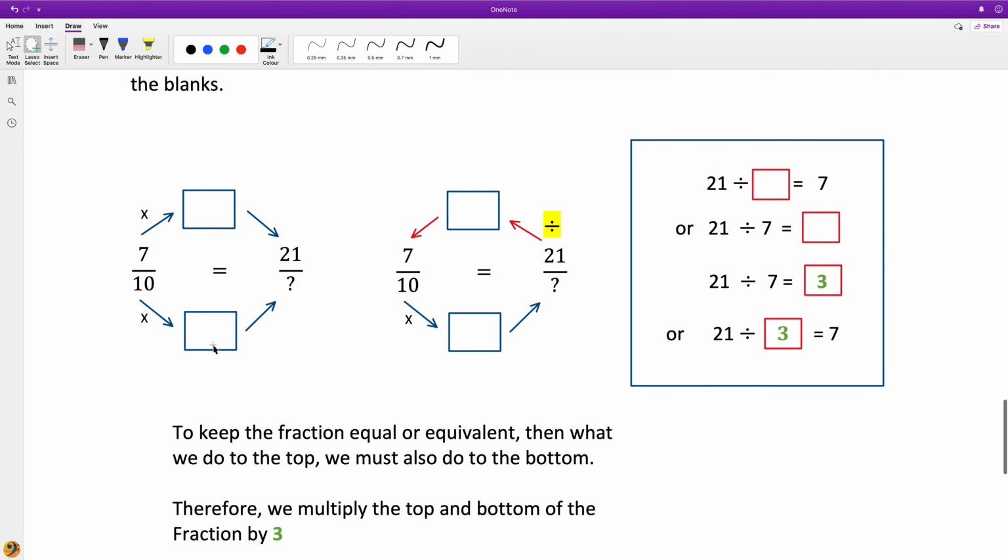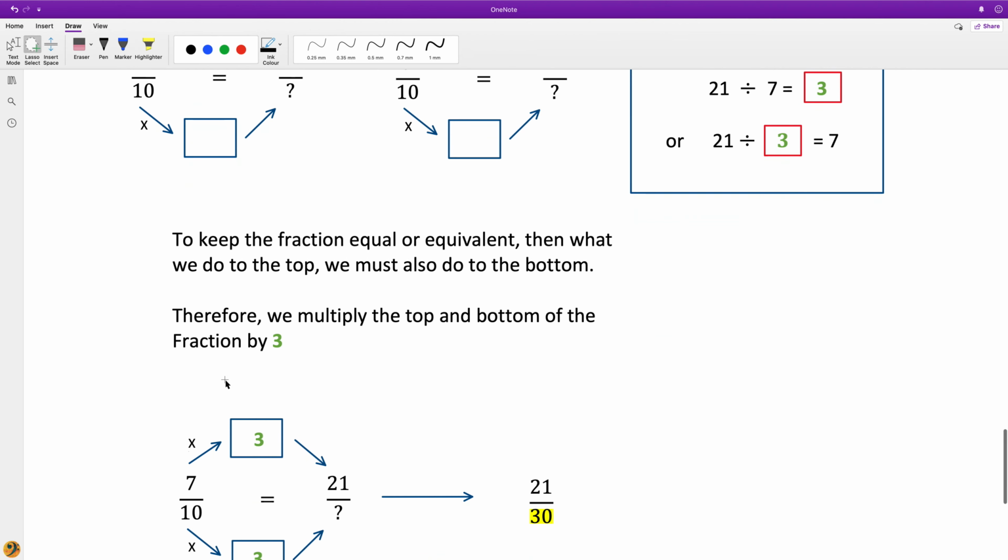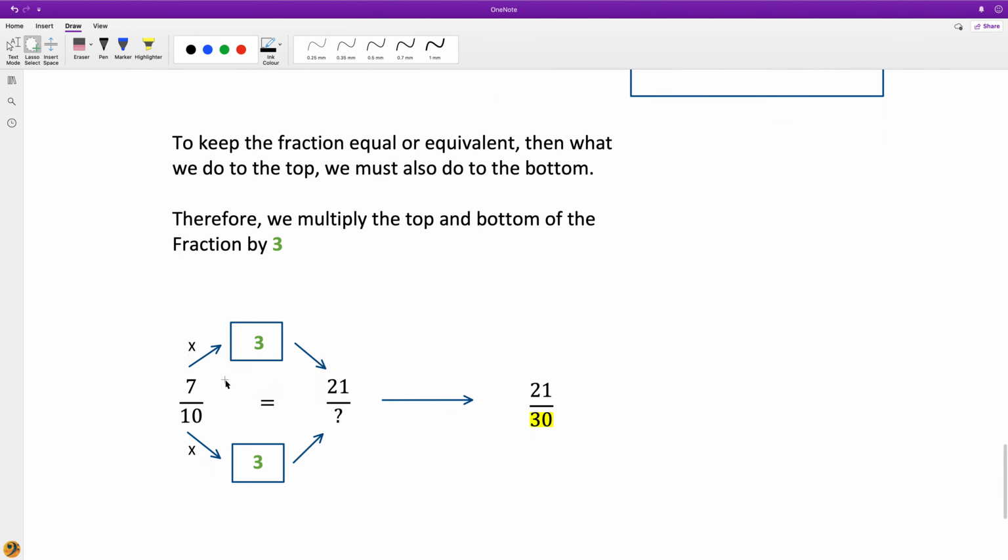So what we're doing is multiplying our fraction here, 7/10, top and bottom by 3. If we go ahead and do that, this is what we get. This was already given to us, but we go through the process. 7 times 3 gives 21. And because we've multiplied the numerator by 3, we have to multiply the denominator also by 3. When we do that, 10 times 3 gives 30. So that is the answer to this particular problem.